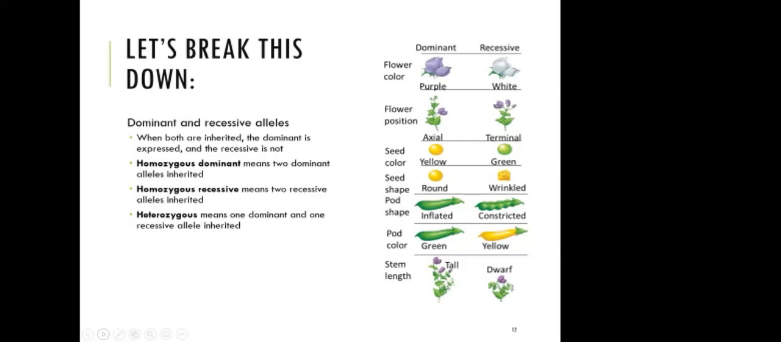Homozygous: homo means same, and zygous refers to the alleles. Homozygous dominant means that the offspring are going to have two dominant alleles, so two of those purple alleles. Homozygous recessive, again, homo means same, zygous refers to alleles. So homozygous recessive means you get two recessive alleles, so you get two white flowers.